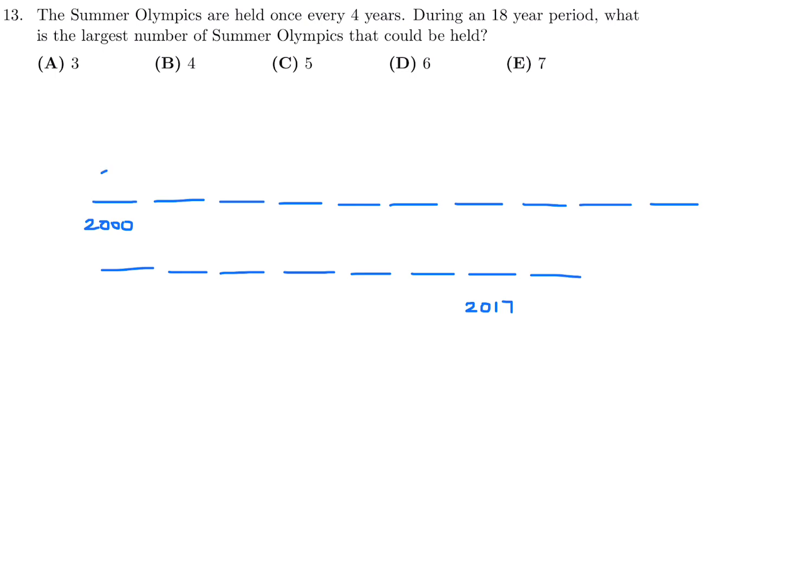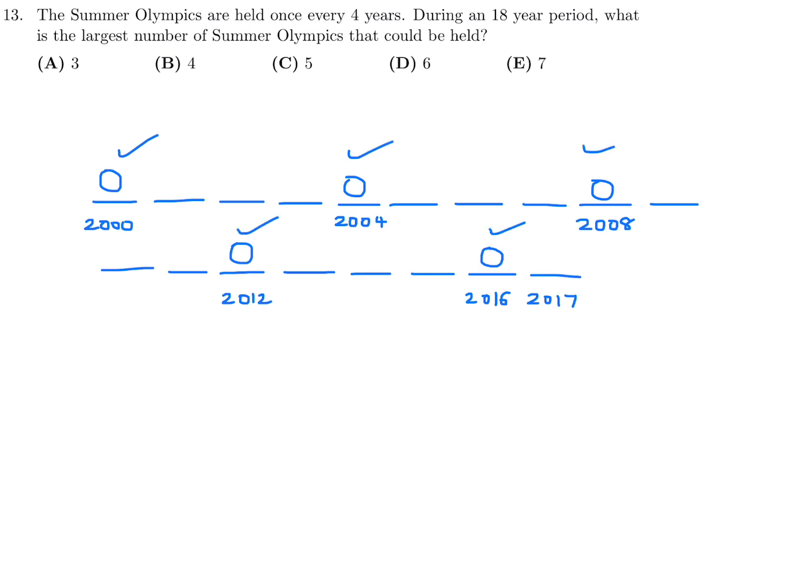The first Olympics, as I'm sure some of you remember, happened in 2000 in this range. That was Sydney, Australia. And then 2001, 2002, 2003, 2004, the next Olympics, Athens, Greece. Then 5, 6, 7, 8, the next Olympics was Beijing, China. 9, 10, 11, 12, those Olympics were held in London, England. And then 13, 14, 15, 16, the 2016 Olympics were held in Rio de Janeiro, Brazil. So in this 18-year period, it was 1, 2, 3, 4, 5. And that's the maximum way of doing it. So number 13, the answer is C.